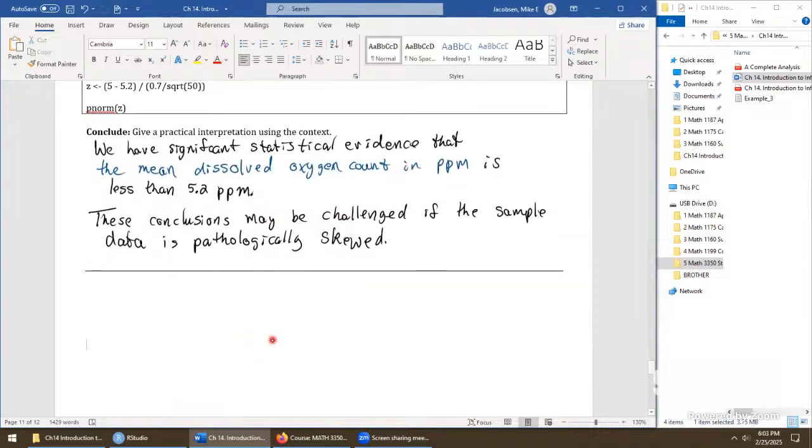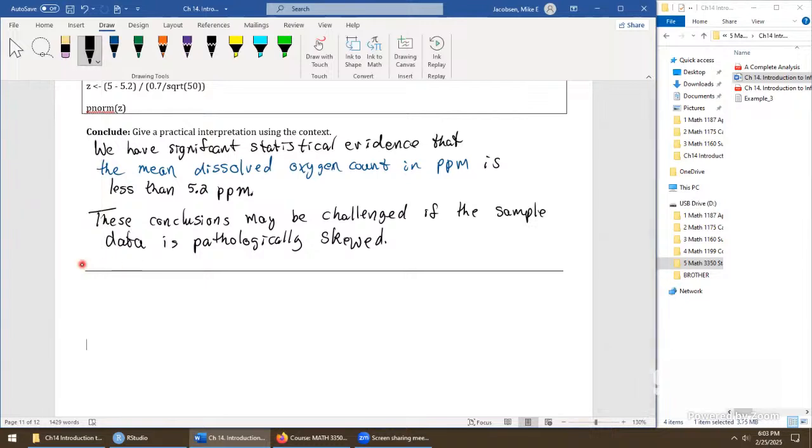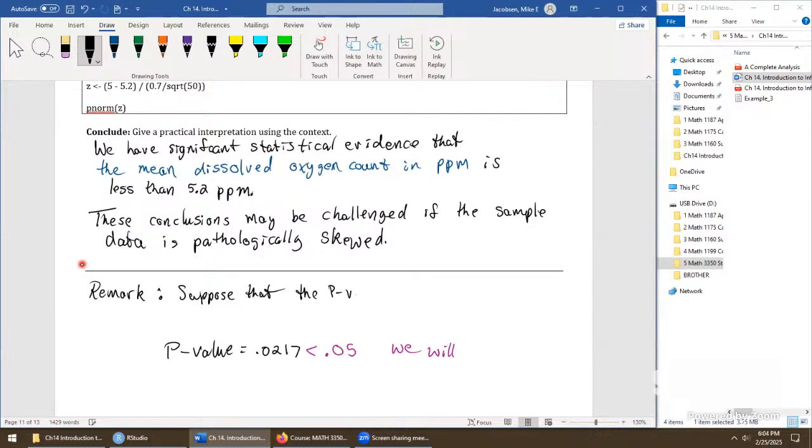Let's call this just an additional remark. I put a little break here just to say the problem ended, but there's more to discuss on this. So let's paste that in. And for the remark, let's say, suppose that the p-value was not 0.0217. Let's change this in a major way, 0.0517. The inequality here is now incorrect. We have strictly greater than.